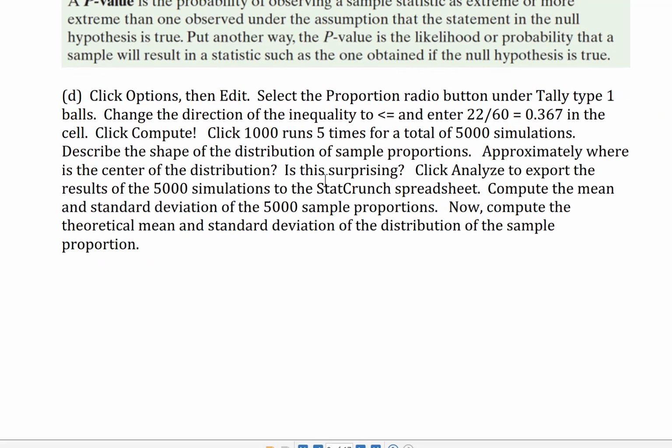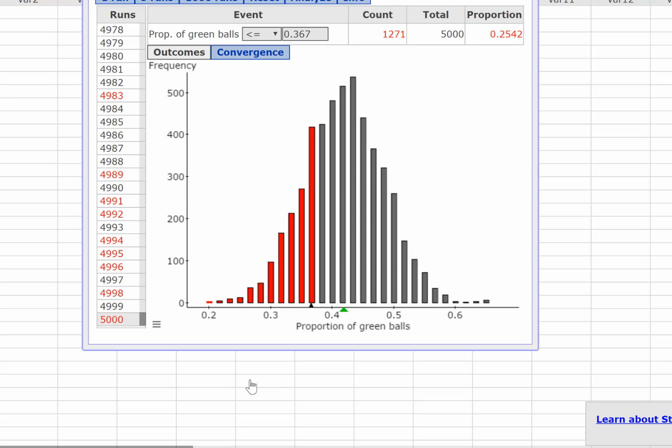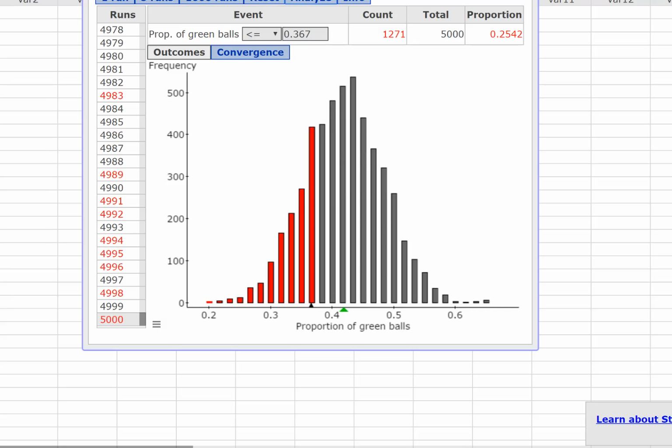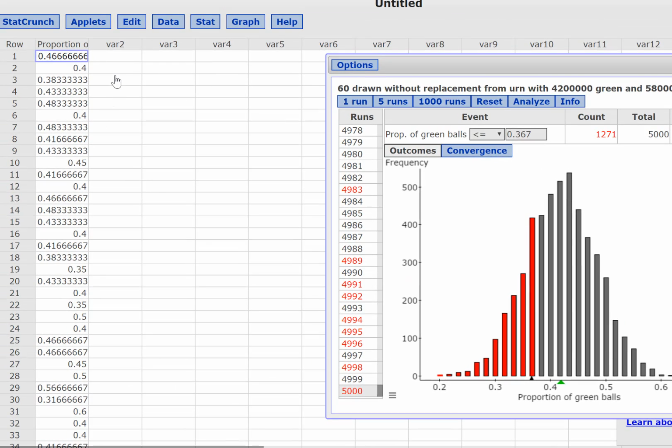Describe the shape of the distribution of the sample proportions. What would you call the shape there? Pretty dang bell-shaped. See that? I'm going to click Analyze. And when I click Analyze, something cool happens. In the data table, every single sample proportion that I just simulated pops into the data table.